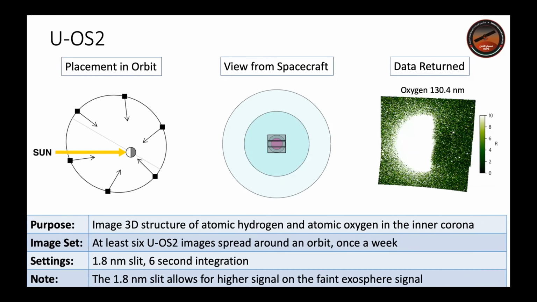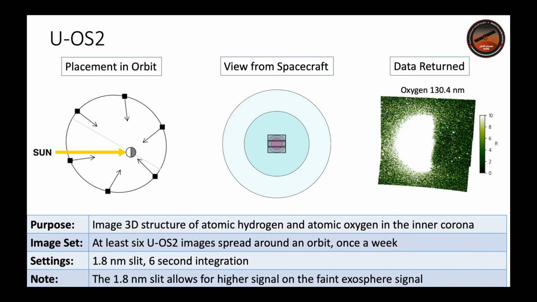The second observation strategy we have here, we're looking a little bit broader and we're looking from all around the orbit. So these OS2s, we're trying to characterize the 3D structure of the atomic hydrogen and oxygen in the inner corona.